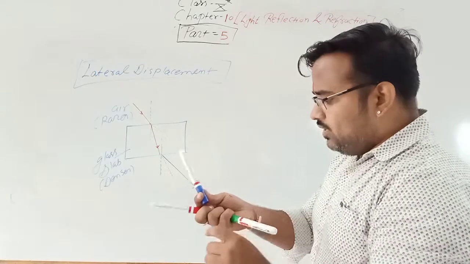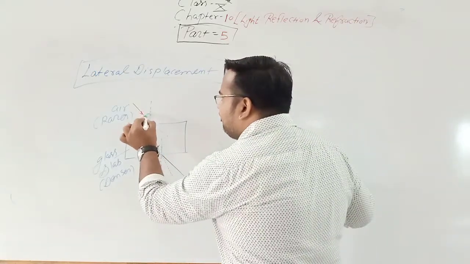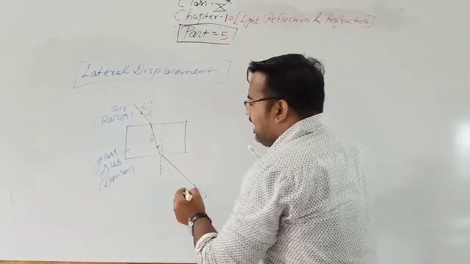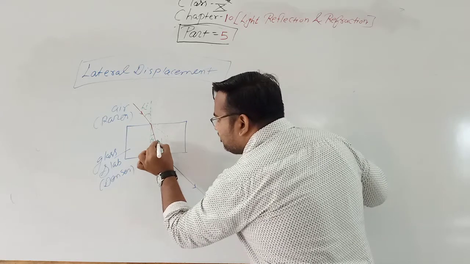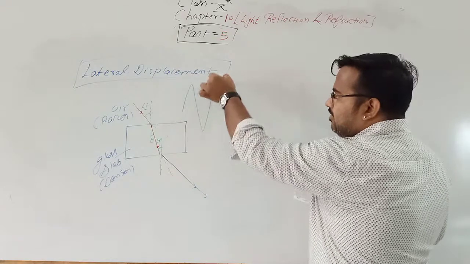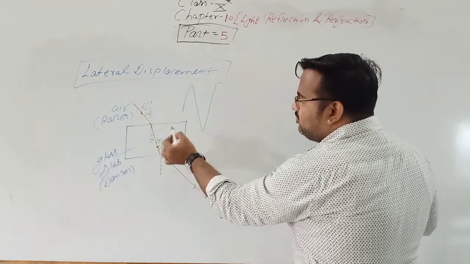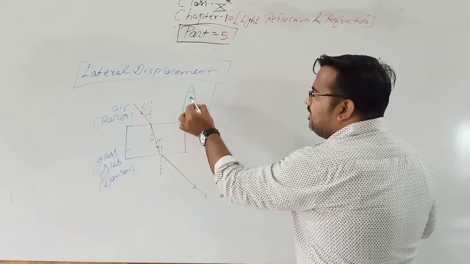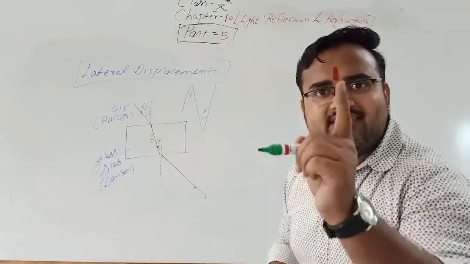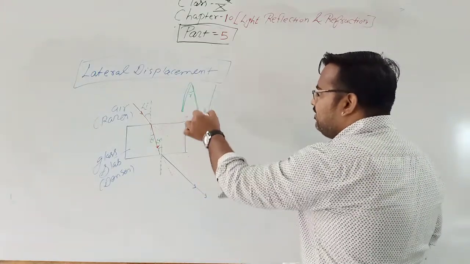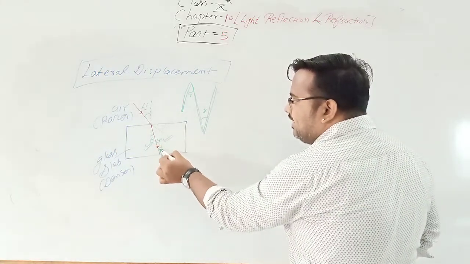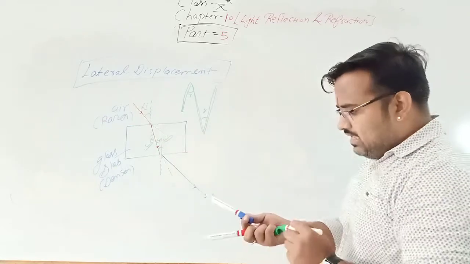Now see, very important point. This is the angle of incidence. This is the angle of refraction, and this is also an angle of refraction. See, can you see this Z-like figure here? Clear? Alternate angles are equal to each other if the lines are parallel. See, this is the angle of refraction, and this is also an angle of refraction. These two angles will be equal.